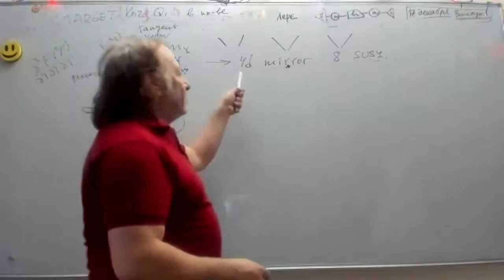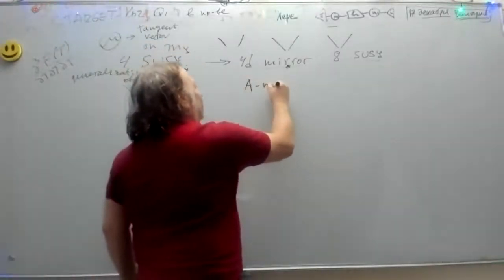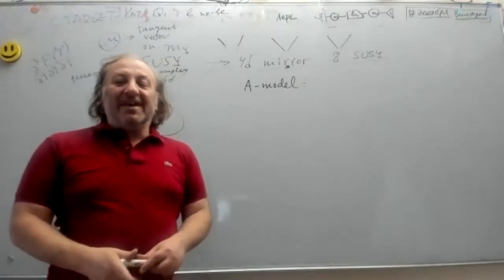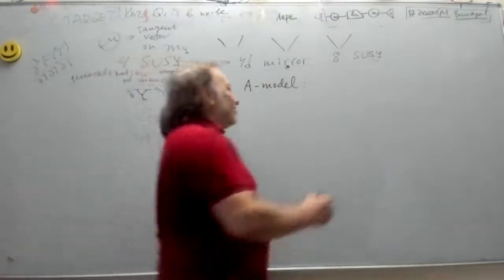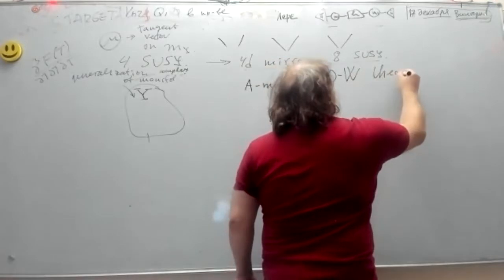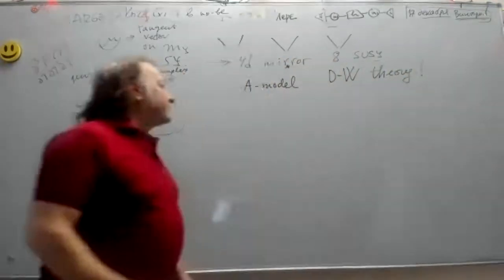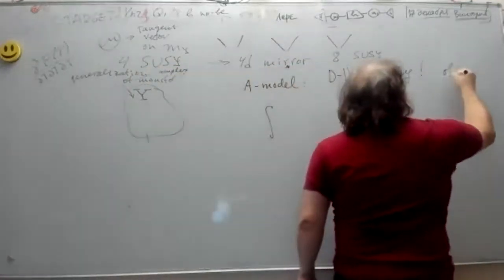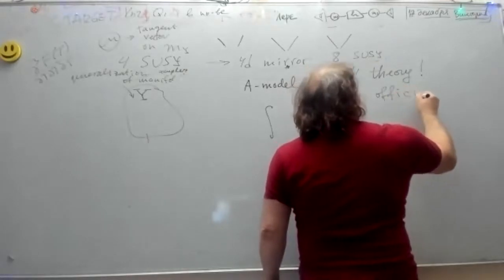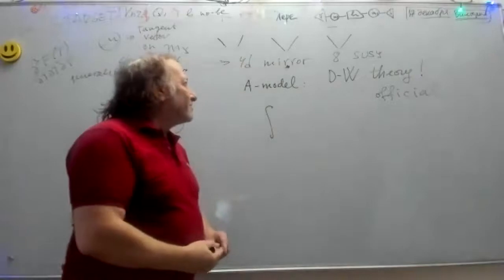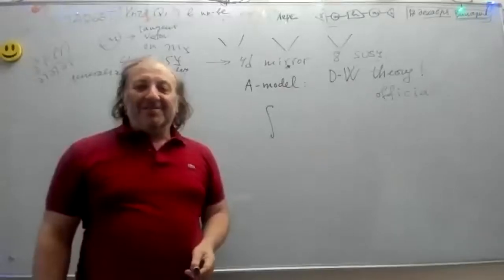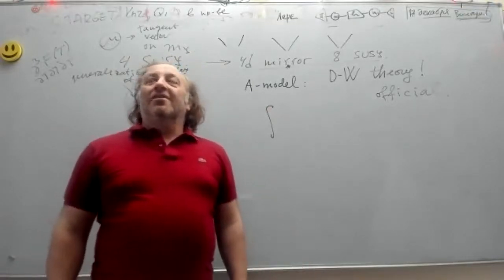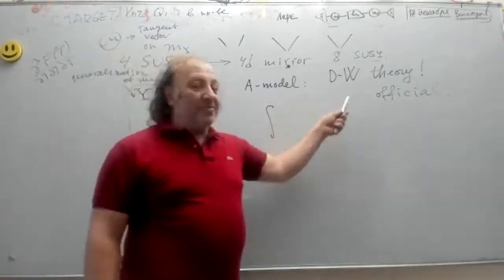So in 4D, we would like first to understand what the A model is. And there is an official candidate for the A model that everybody recognizes as the A model. This is the so-called Donaldson-Witten theory. Okay, let me say official. You see, this model is the current president. So when you ask what the four-dimensional A model is, this model is the president, and this president has sat here for 30, for 35 years.